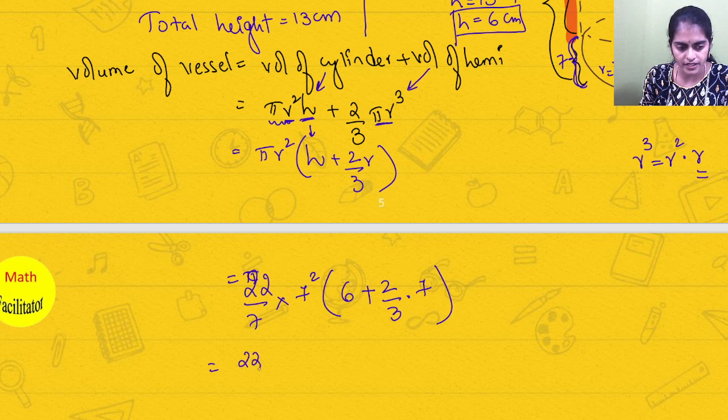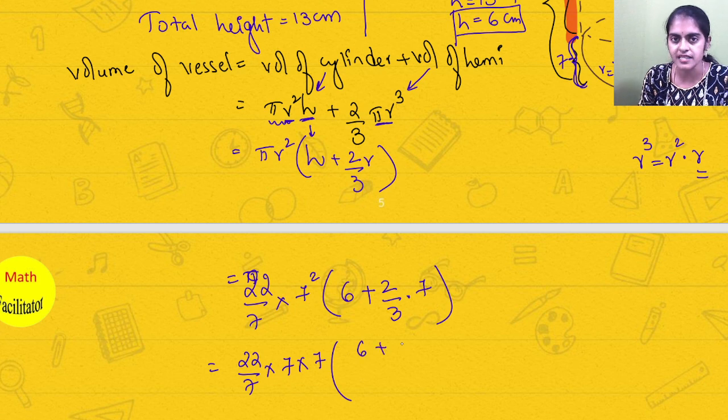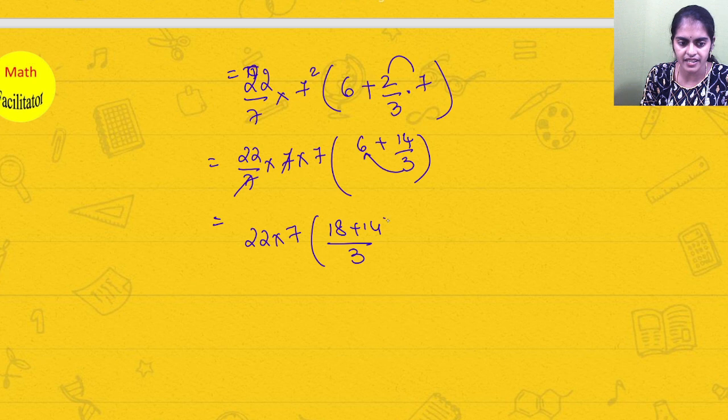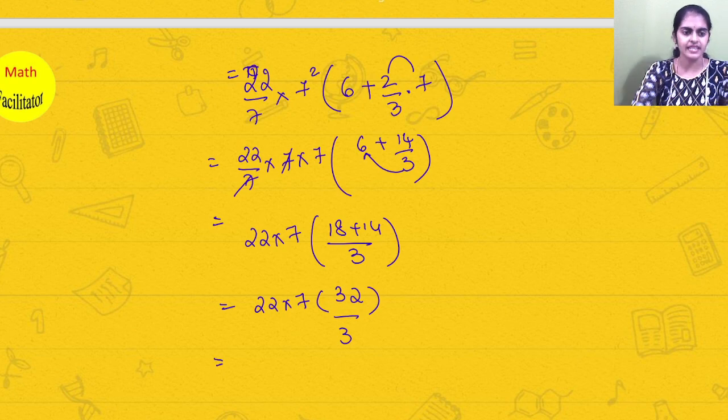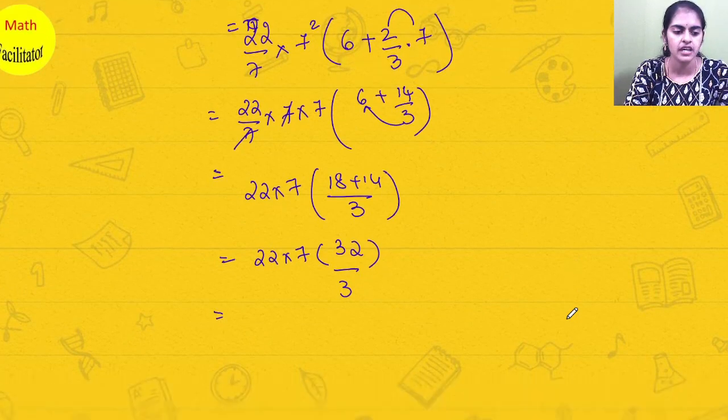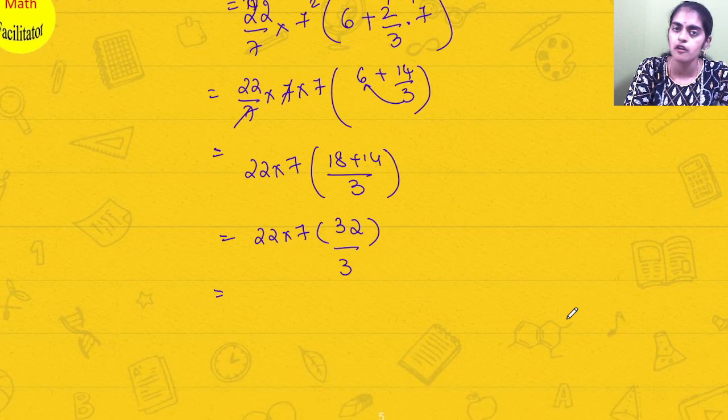So that is equal to 22 by 7 into, let me write this 7 square as 7 into 7, into 6 plus 2 sevens of 14 divided by 3. Now you can take LCM here. So 7 and 7 will get cancelled. So 22 into 7, into 6 threes are 18, so 18 plus 14 whole divided by 3. Now that is again equal to 22 into 7, into 18 plus 14, so it is 32, divided by 3. Now here there is nothing else to cancel. You have to find the total volume of the vessel. So let us multiply and see how much we are getting as the final answer.